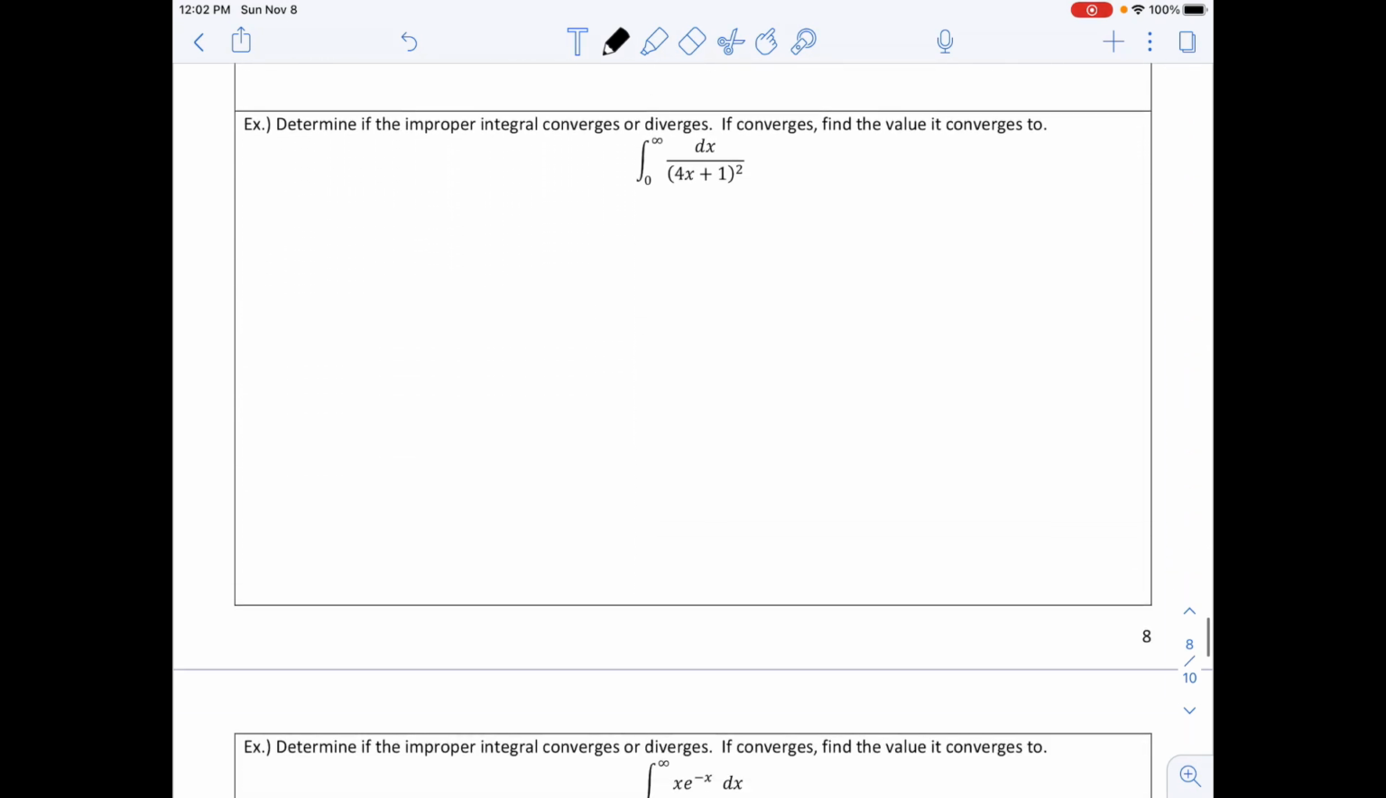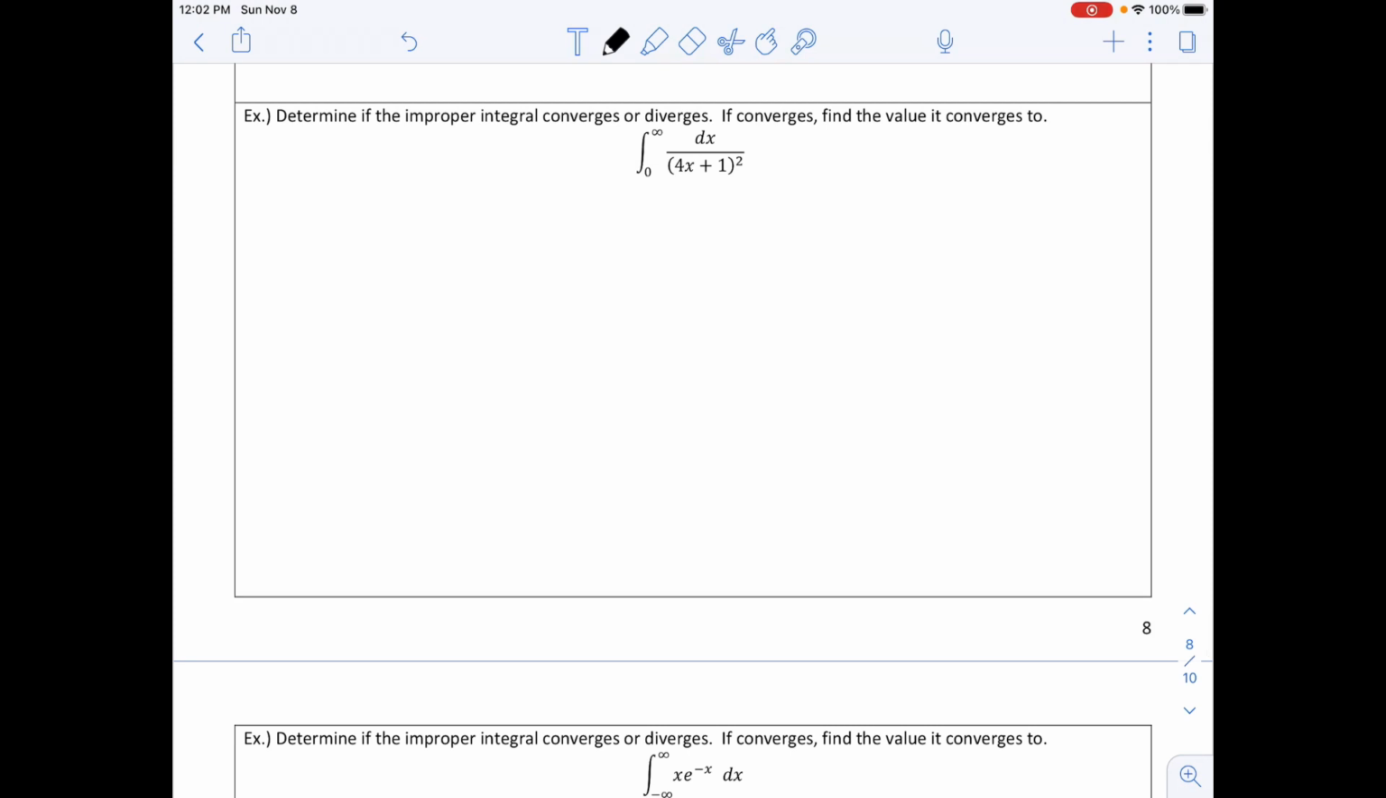And then we have another example right below. And if you notice this one, it says determine if the improper integral converges or diverges, and if it converges, find the value that it converges to. So looking at this problem, I have the integral from 0 to infinity of 1/(4x+1)^2 dx. So I'm going to rewrite this.